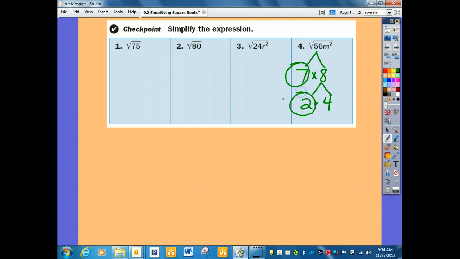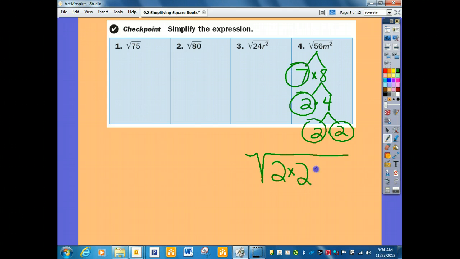Now my 2 is done. Break the 4 down to 2 times 2. There we go. So everybody together, tell me what's in my jail from least to greatest. In my radical jail I have 2 times how many 2's? 3. 1, 2, 3 times my 7.